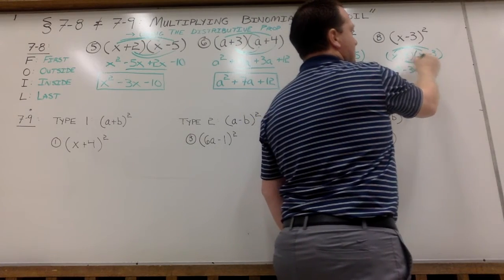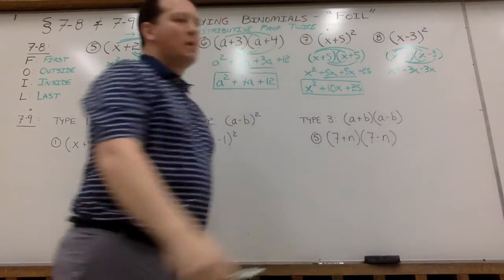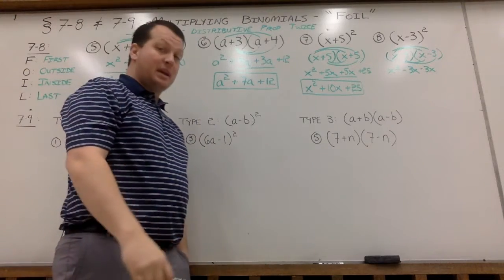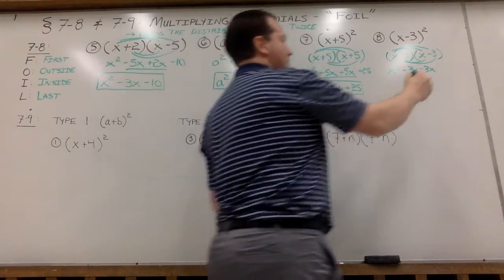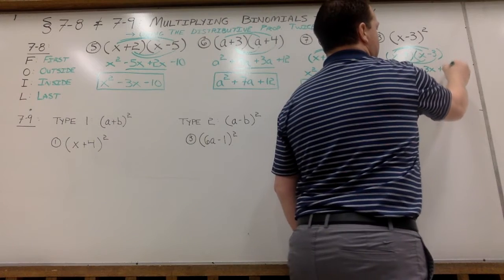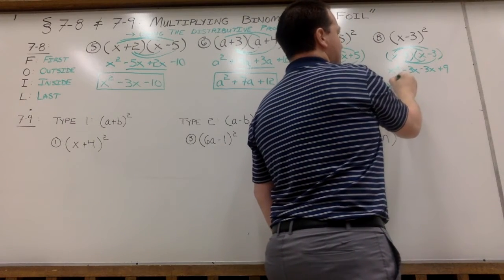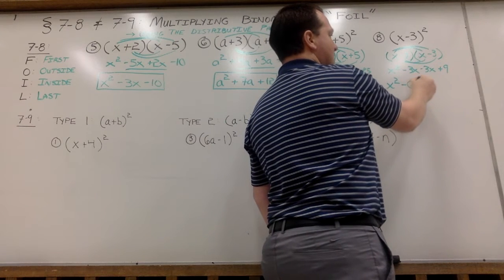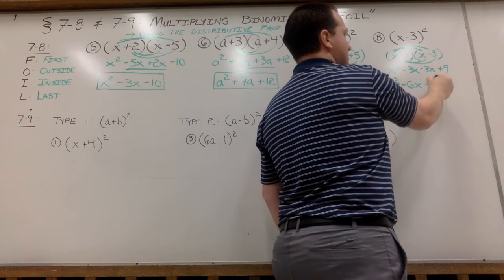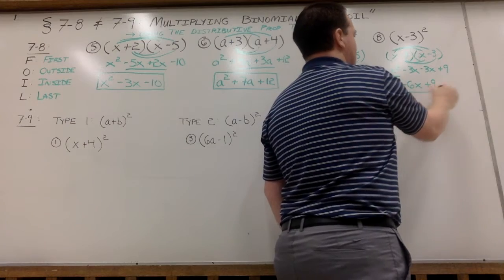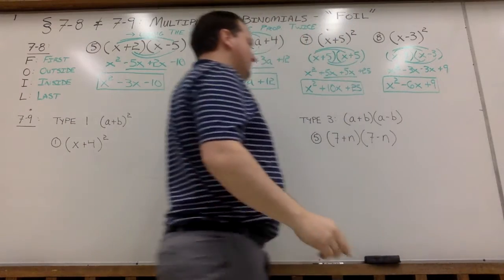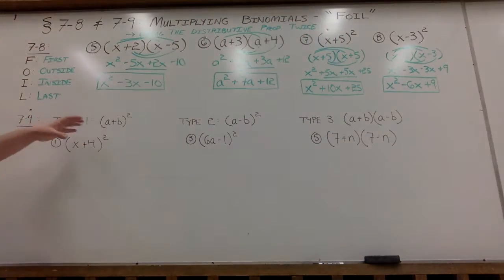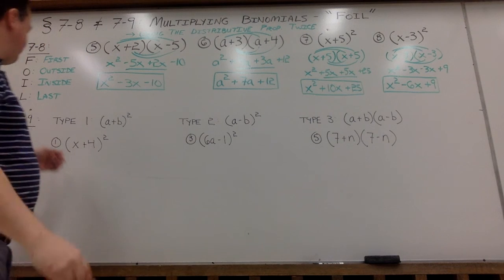And then be careful here on your last. You have a negative 3 times a negative 3. Negative times negative is a positive 9. So your final result will be x squared, negative 3x minus 3x, minus 6x, plus 9. And then 7.9, that's all we're going to cover for the 7.8 notes, those 4 examples.